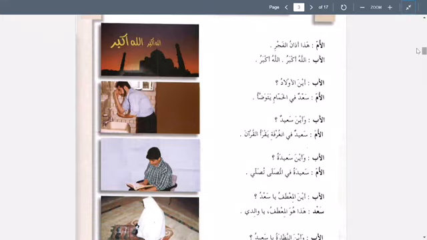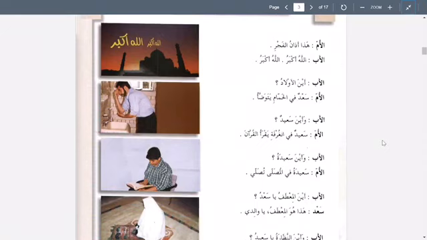The father asks, Wa aina Sa'ida? And where is Sa'ida? The mother answers, Sa'ida fil musalla tusalli. So she's in the prayer room, al-musalla, it's like a prayer hall, tusalli, it means she's praying.